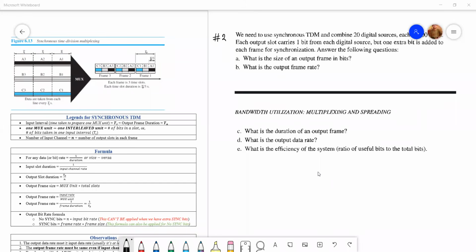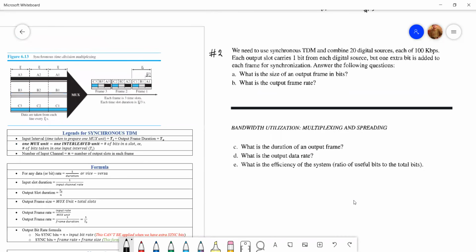Now let us do the second math. In the second math, it is a synchronous TDM math. In this synchronous TDM math, it says that we need to use the synchronous TDM and combine the 20 digital sources. So this is my number of the channels, and each of them is 100 kilobits. So this is my input rate for each of the 20 digital channels.